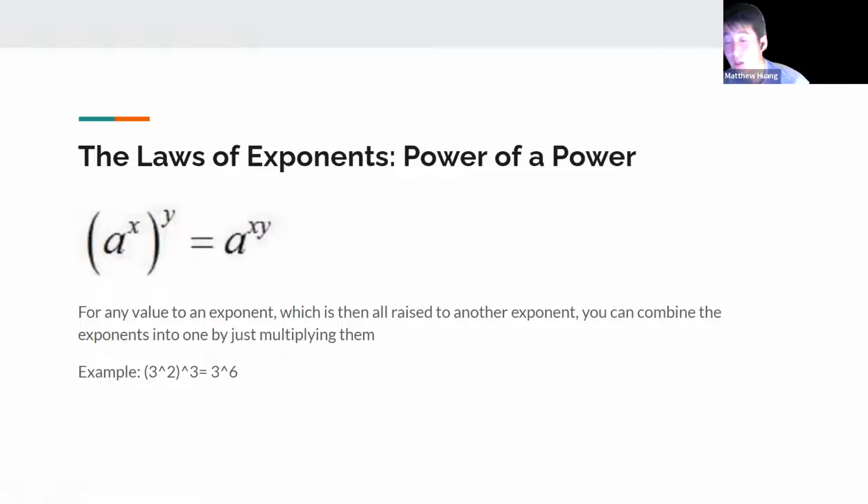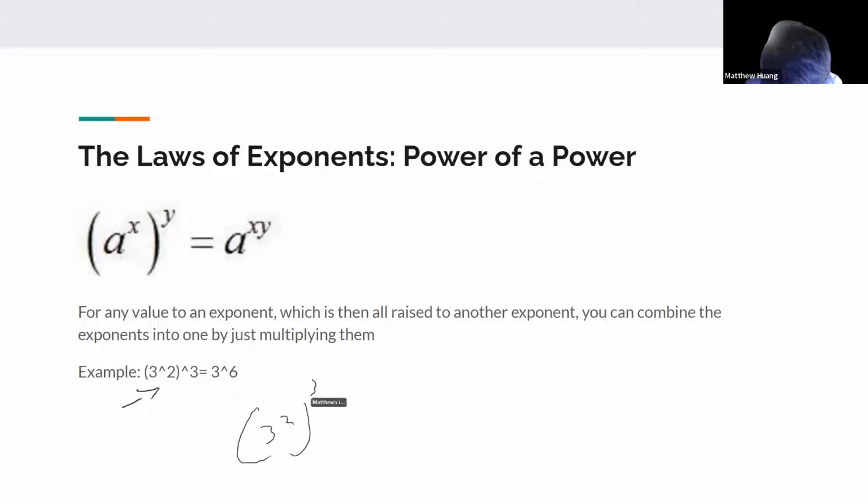So for this problem, this will kind of explain exactly what we just did earlier. This is power of a power. So when you have a base already raised to an exponent, and you raise it to another exponent, you just end up multiplying the two exponents together. When we put this into numerical terms, if you write it out, it looks like this: 3 to the power of 2, to the power of 3. And you just multiply these two together again. So this turns into 3 to the power of 6, right?